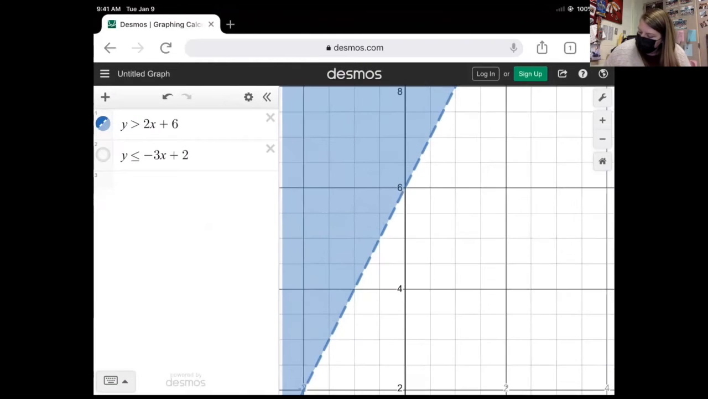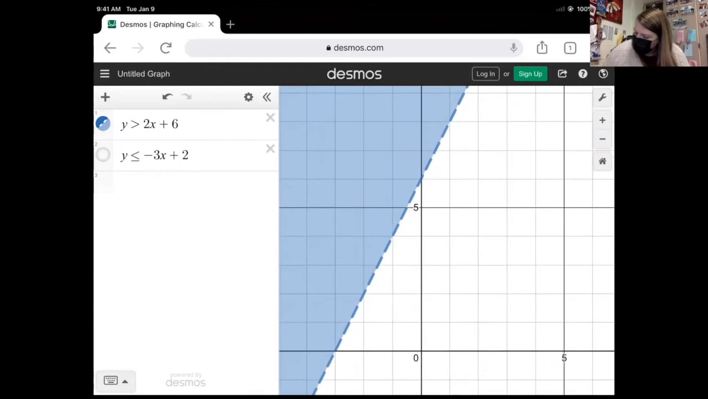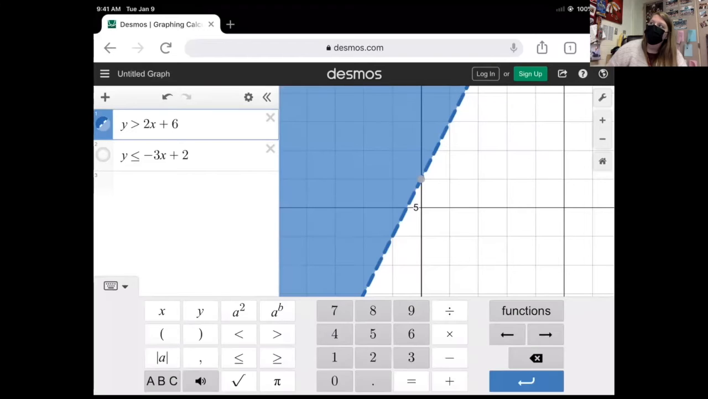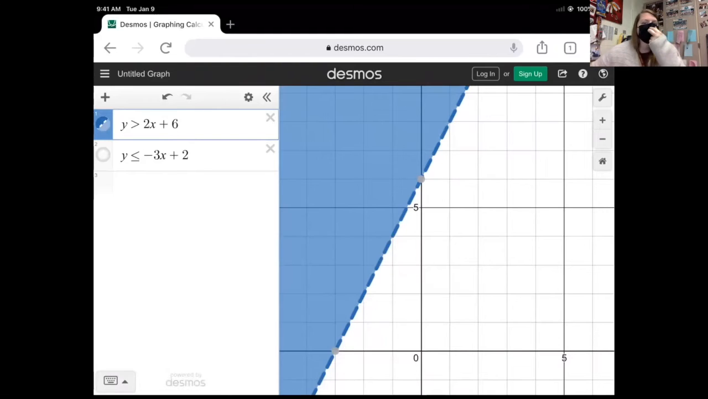Here's my line that goes through 6 and goes up 2, right 1, and it's dashed, and it's also shaded on the side that does not include 0, 0. Any questions about that? Okay, I want you to go ahead and graph just the first line on your Desmos. If you need the inequality symbols, obviously you can use the one on your keyboard, but if you hit this little keyboard button in the bottom left, it gives you a bunch of different options to type in. You're just graphing that first inequality.